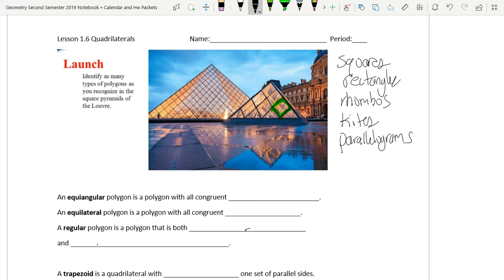Okay. Well, I definitely see some parallelograms and rhombuses. What about squares? See any squares? See any rectangles? Rectangles.